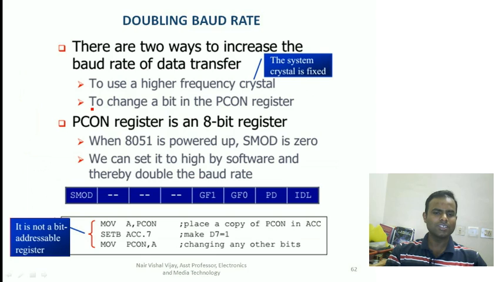So there are two ways to increase the baud rate. Use a higher frequency crystal. Of course, you can increase your crystal frequency or your set frequency, or you can change the PCON register. We'll understand this when we do a problem.